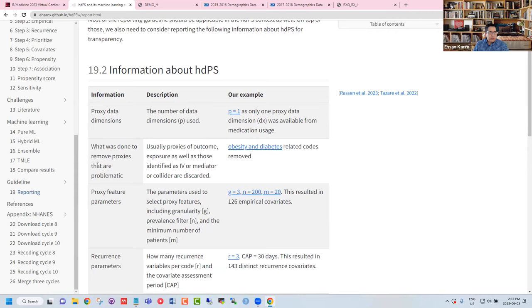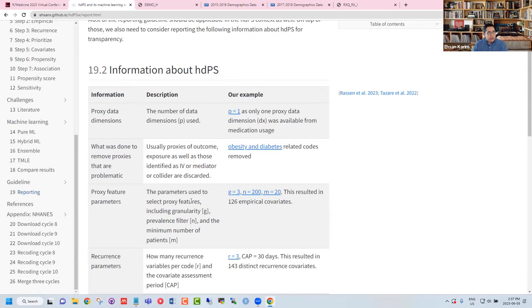What was done to remove the proxies that are problematic? Remember, we removed the proxies that are related to obesity and diabetes. Similarly, you can think about removing the instrumental variables, as well as removing variables that are close proxies to the covariates that are already included in the analysis as investigator-specified covariates.